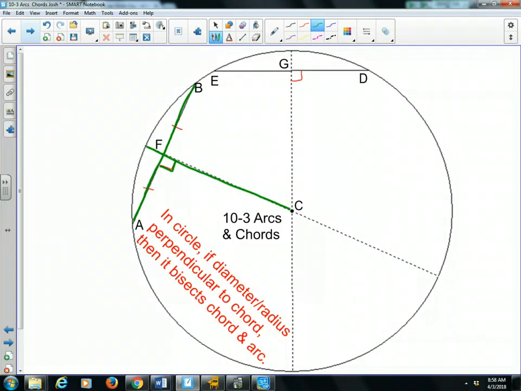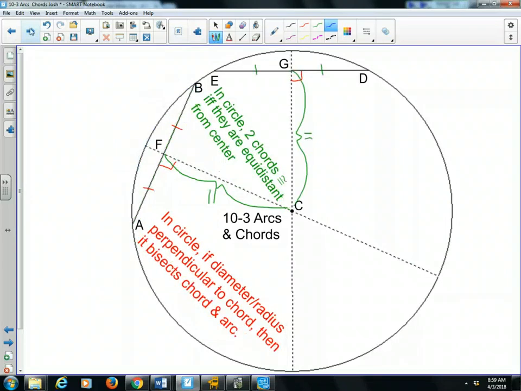Let's say the chord is 10 inches long, then FB would be 5 inches, and so would AF, 5 inches. It also bisects the arc. So if arc AB right here is, let's say, 40 degrees, then arc AF is 20 degrees, and arc FB is also 20 degrees. Okay, so that's one of our properties here for our circle book in 10.3.